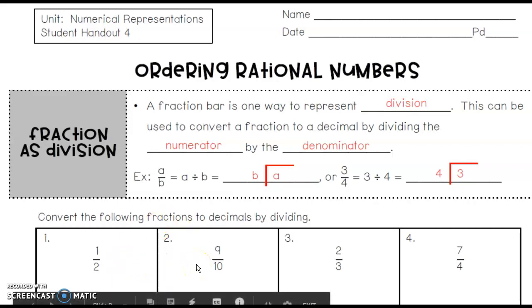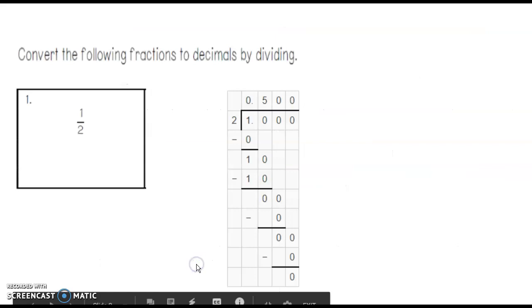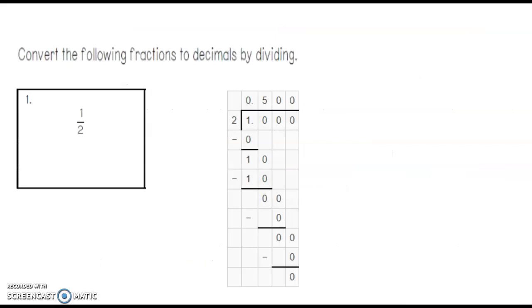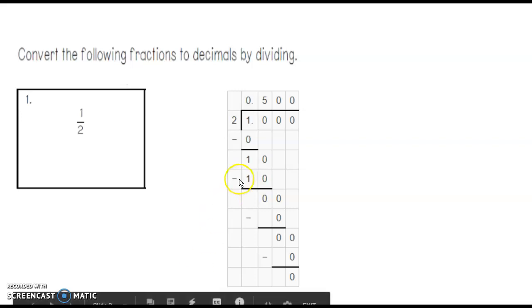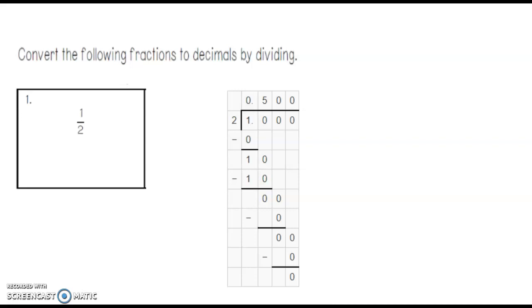So we're going to convert the following fractions to decimals by using division. Let's start with the first one. 0.5 is going to be the decimal form of 1/2. Let's show how. 1 is our numerator, which is our dividend, and 2 is our divisor. When you're dividing, you want to make sure that you have the proper steps to do that.